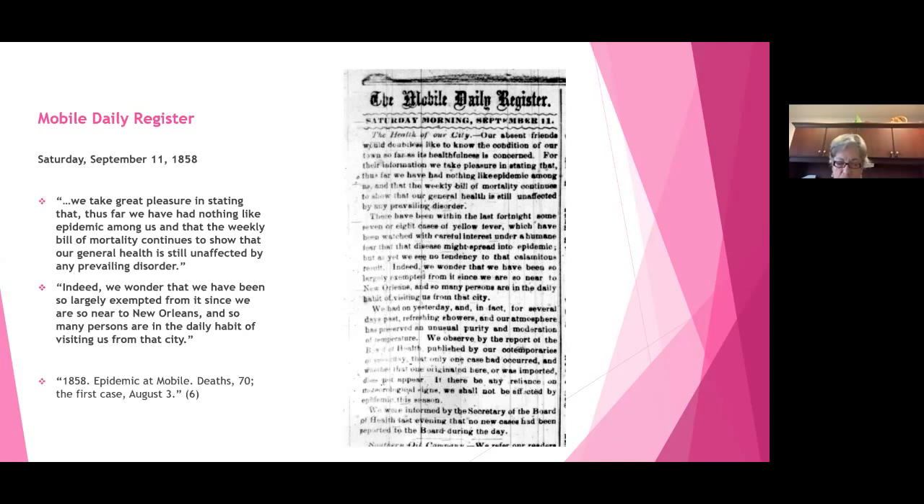They're saying, "We wonder that we've been so largely exempted from it since we are so near to New Orleans." And apparently people were very sick over there. But that year was actually considered an epidemic for yellow fever in Mobile. The first death was August 3rd, which was about a month and a half before this article, and 70 people ended up dying that year of yellow fever.